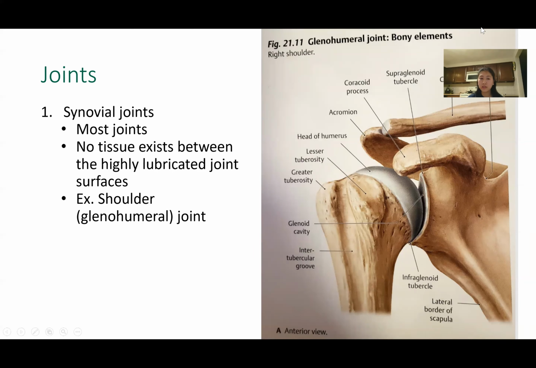It's also called technically the glenohumeral joint. So as you can see here, this structure right here is the joint, and then this kind of whitish tissue right here is highly lubricated. Between this surface and this surface, highly lubricated, that facilitates the free mobility and movement within the joint.